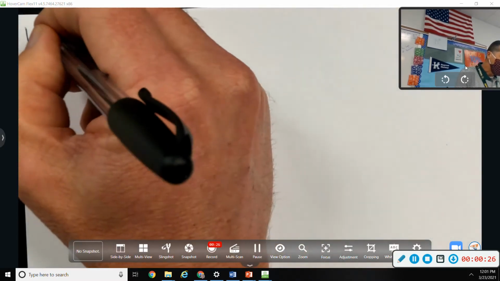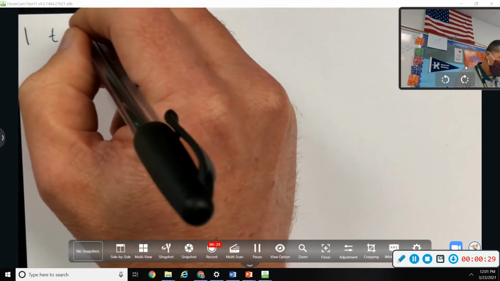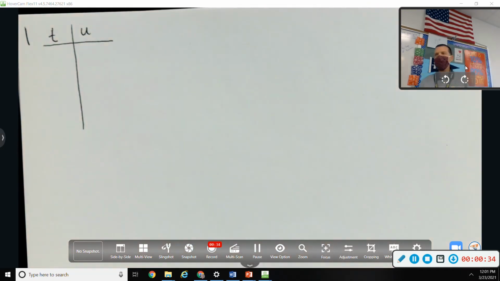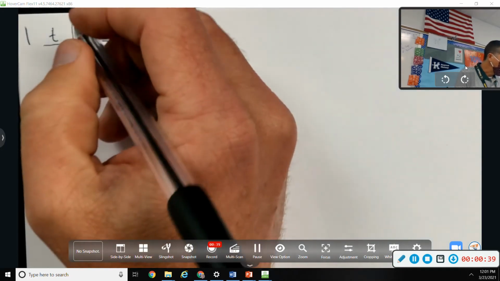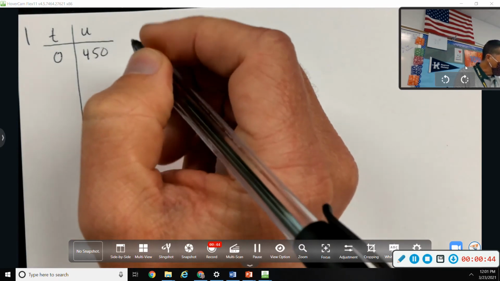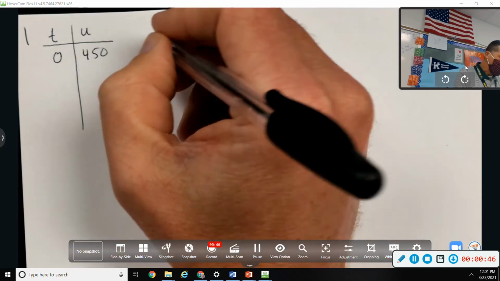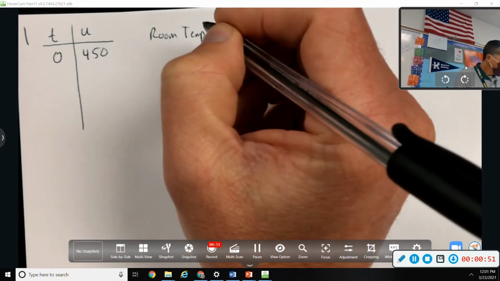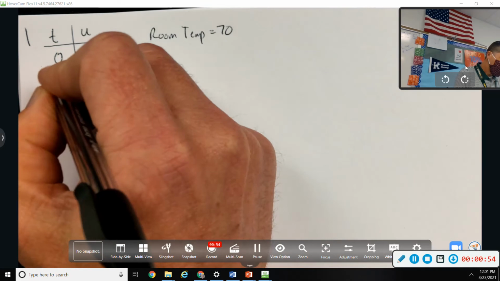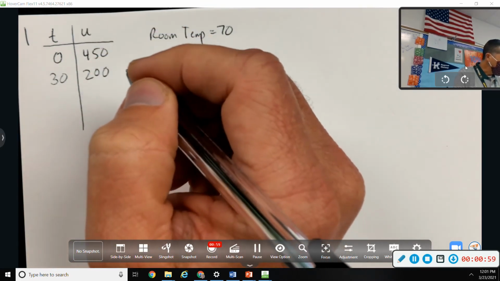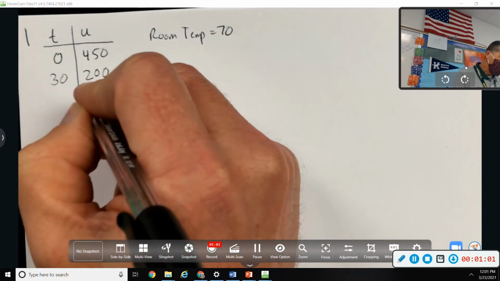I think I'll start with a table of values. We used U for temperature yesterday. I don't know where U came from, except it's not T, so it's better than T. So at T equals 0, the pie was 450 degrees. The room temp was 70. After 30 minutes, the pie's temperature is 200. How many minutes after being removed from the oven will the temperature be 100?